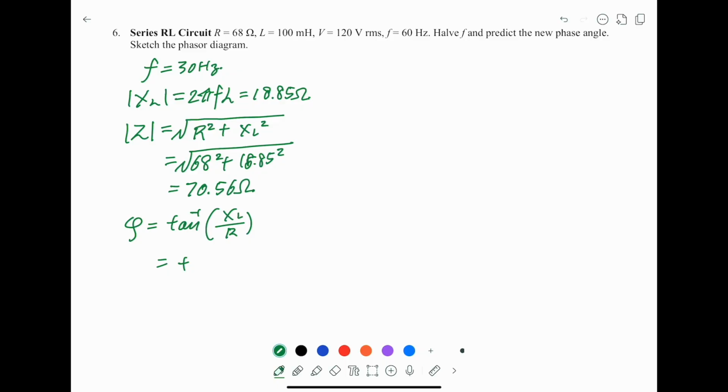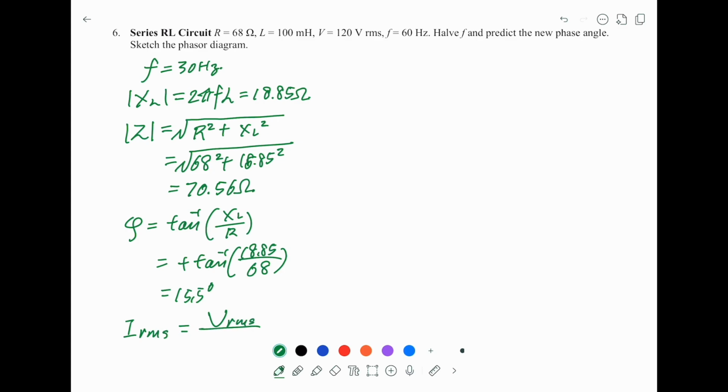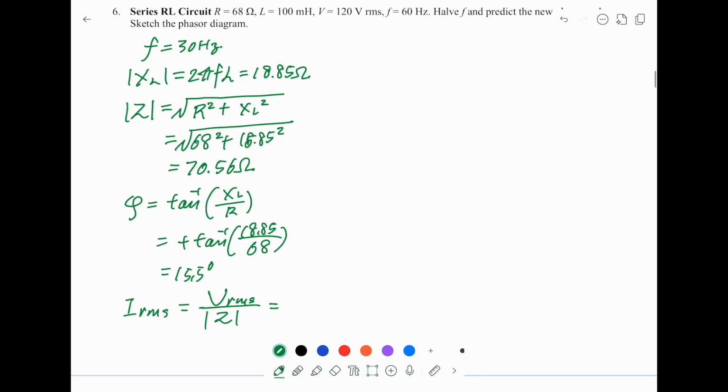The angle, now it becomes arctangent, and this is XL over R, and it becomes positive. Remember, this is positive. This is 18.85 over 65, and this is 15.5 degree. And the current root mean square value is V root mean square value over complex impedance, and this is 120 divided by 17.56, and this is equal to 1.70 ampere.